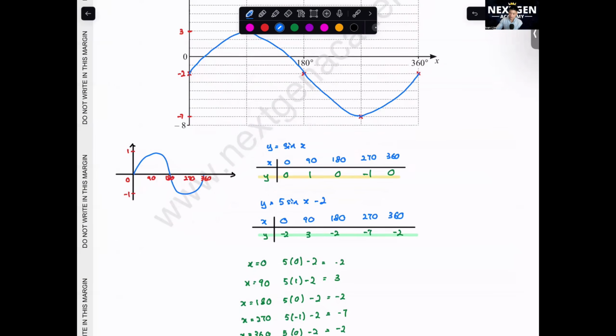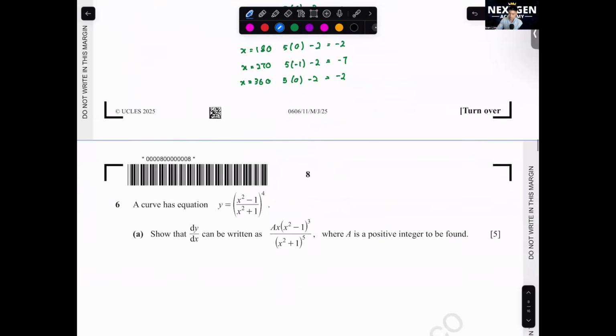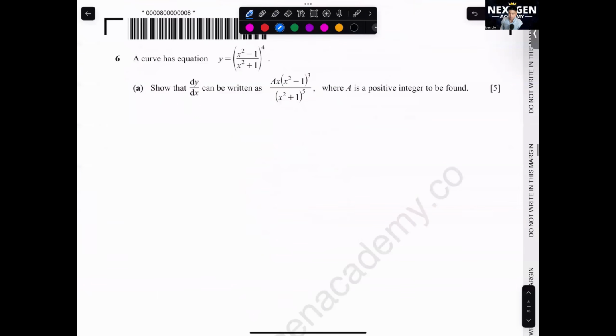All right. Let's move on to question number 6. A curve has equation y equals (x squared minus 1 over x squared plus 1) to the power of 4. Show that dy/dx can be written into this form where a is a positive integer to be found. This is a 5-mark question. How to differentiate this? There is a fraction inside, then the entire thing in a bracket.